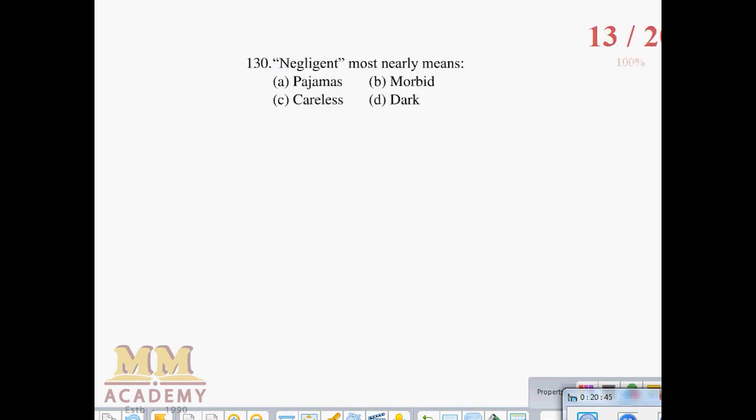Negligent is someone who is not taking proper care over something, right? Most nearly means the synonym, right? We have a very visible word here, careless, right? So negligent and careless. Colossal is most opposite to easy, tiny, graceful, or roof, right? So colossal means big, right? And tiny means small. So B is the right answer.